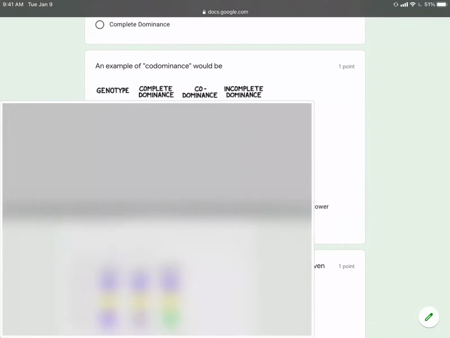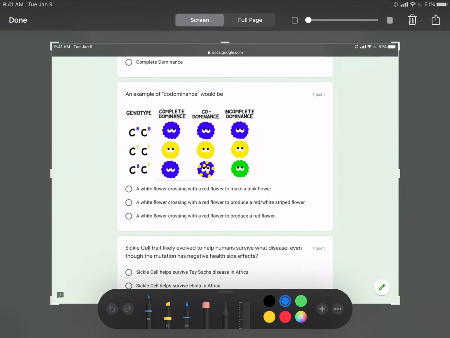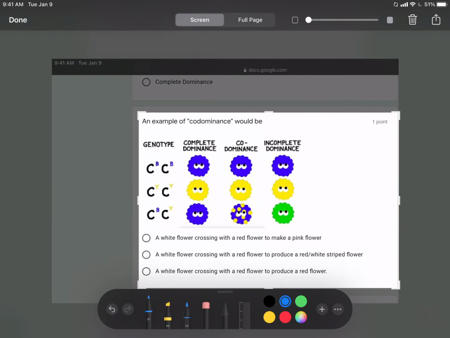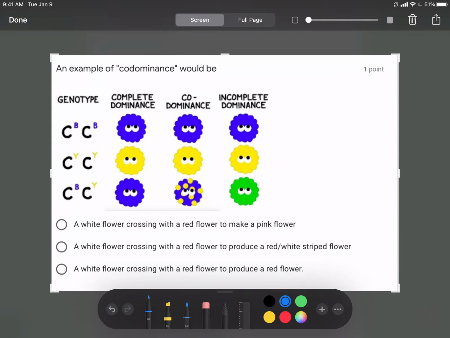So with complete dominance, incomplete dominance, and codominance. Okay, so here's a quick clarification. In complete dominance, you have a setup where one gene, in this case the blue, is dominant to another gene, which would be that Y right there. Okay, so blue is dominant to yellow. So anytime blue shows up, in the instance where it's like, say, B and Y together, well, that means you're going to get the blue. The blue dominates the yellow, okay?